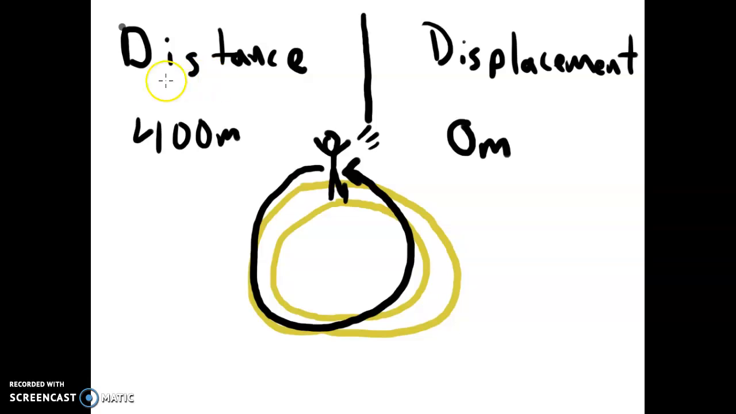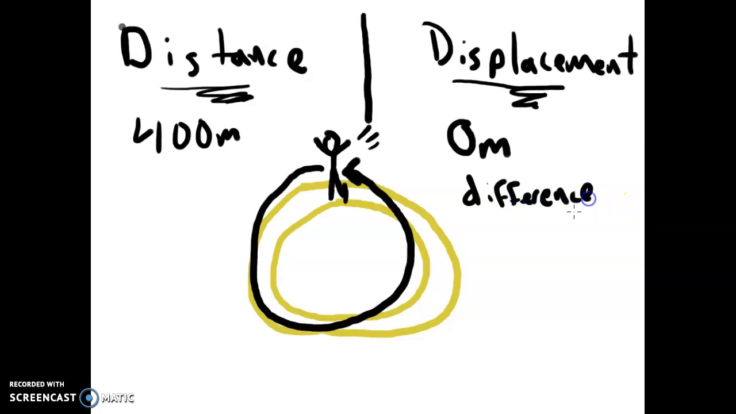And this is why in physics we have two different words to describe this, right? So on one hand, the person who answered 400 meters is actually describing their distance, and the person who answered 0 meters is describing their displacement. So another way of understanding this is displacement is the difference between where you start and where you end. Right? Only the starting points and the ending points matter, right, when it comes to displacement.